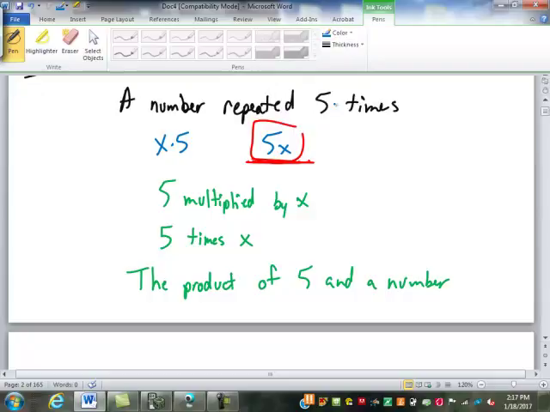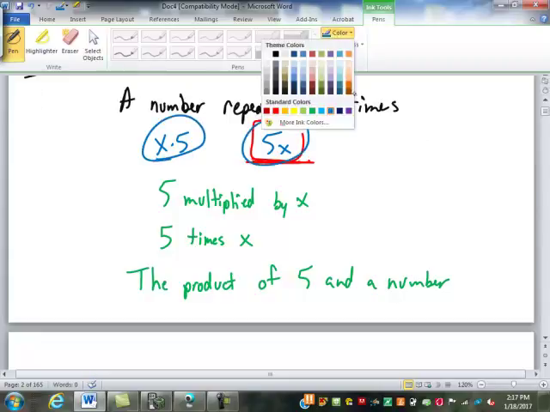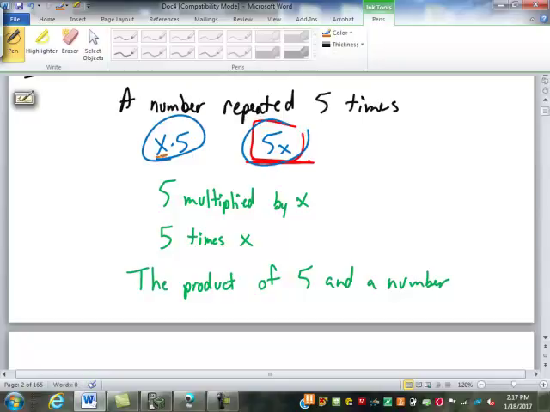Now, does it make a difference whether we say the product of 5 and a number or a number and 5? No, it doesn't. If it's x times 5 or 5 times x, it makes no difference. Because if I put a number in for x, let's say I put in the number 3. 3 times 5 and 5 times 3, they both equal what? 15. So, multiplication is also commutative, like we said for addition.